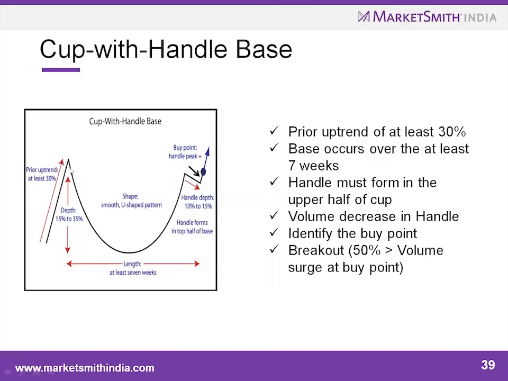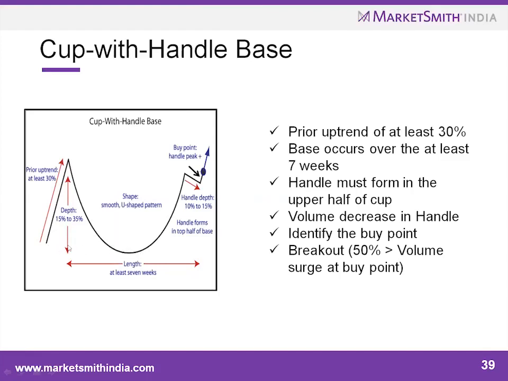They wait for the stock to again fall down and pull back from the 50 or 200 day moving average before they add on, before they buy it again, or they wait for the breakout. So normally 25 to 30% is the ideal profit booking range. So how the cup with a handle base pattern is formed is, the stock would have a prior uptrend of 30%. From here, it will fall down almost 15 to 35%. That will form the depth of the pattern.